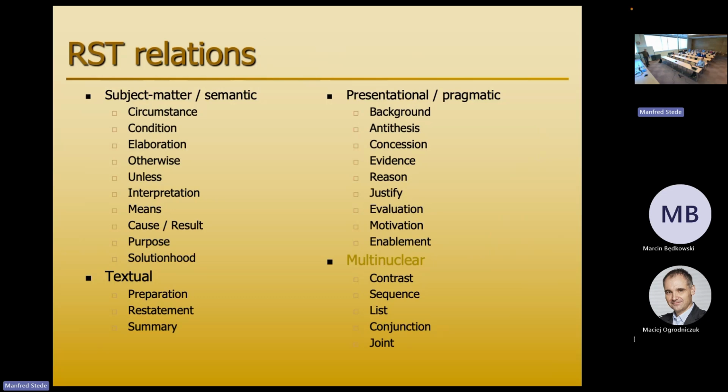And we have these multinuclear relations in brown because they are not a fourth group really. These are orthogonal to these three groups. The contrast is a subject matter thing. It says, well, my brother is 18 years old, my sister is 15 years old. Nothing is more important, it's just a kind of contrast in age. Sequence we have seen already. This says I'm enumerating things that I'm using for a common purpose. Conjunction and joint are some more and less useful multinuclear relations. Okay, so this is the overall set.